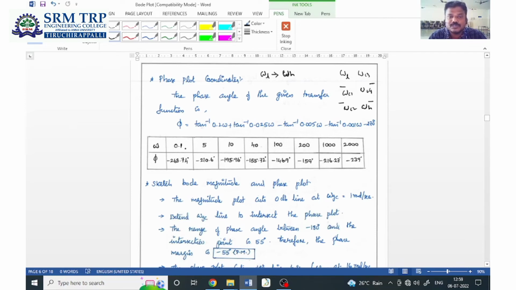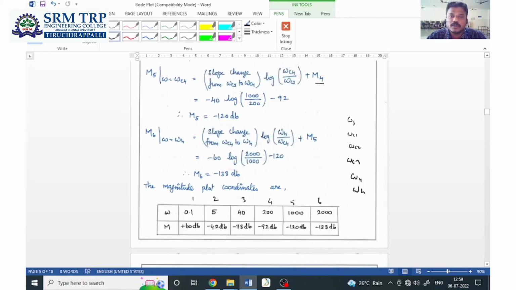You can choose. I have chosen 0.1 first. Next 5 is my first corner frequency. You can add one more frequency in between 0.1 and 5. You can add 2 in between. So according to that, you can calculate the phase angle. Similarly, you can add more number of frequencies. If you add more number of frequencies, your plot will be very smooth, right? So now I have the coordinates with me. Now let us directly go and see how the plot is plotted.